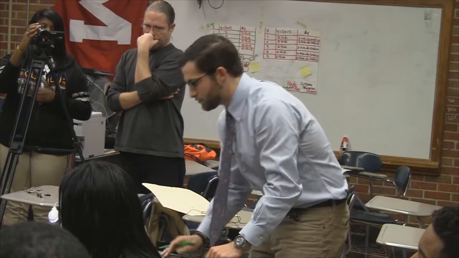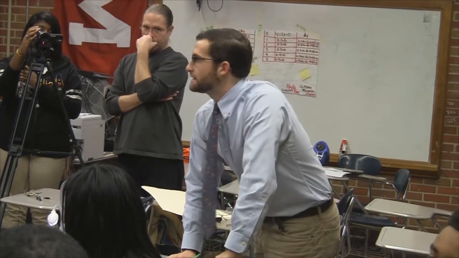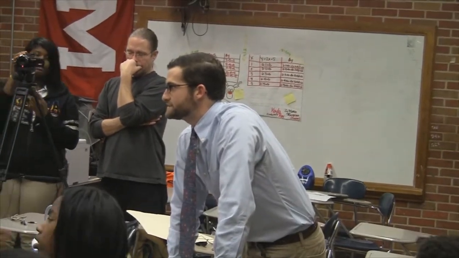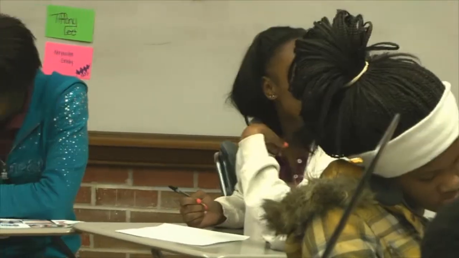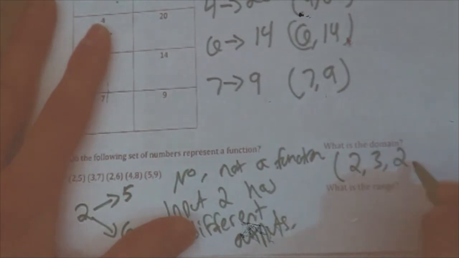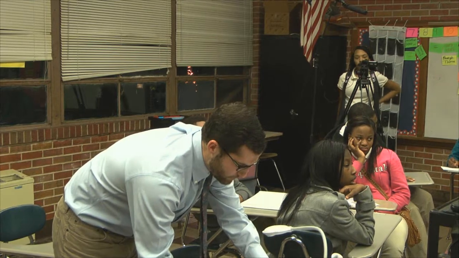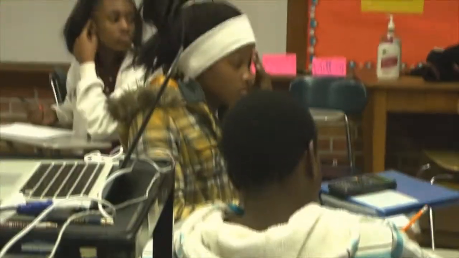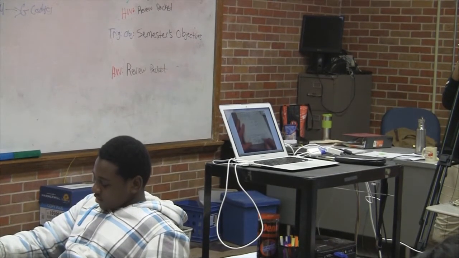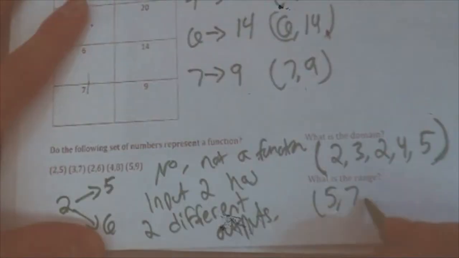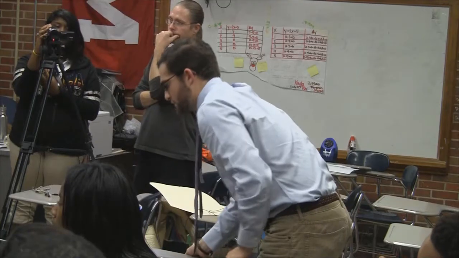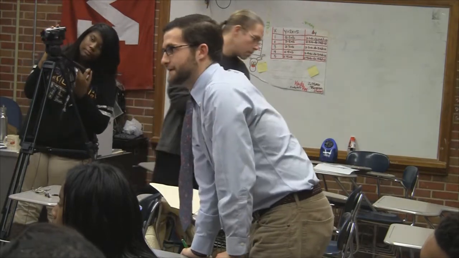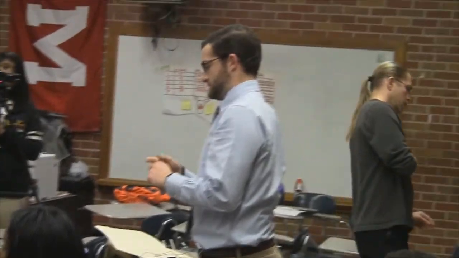But we can still write the domain. Chicago, can you tell us what the domain is? 2, 3, 2, 4, 5. 2, 3, 2, 4, and 5. Those are all of our inputs. And then Travis, what would our range be? 5, 7, 6, 8, and 9. And those represent all of our outputs. And that is all.